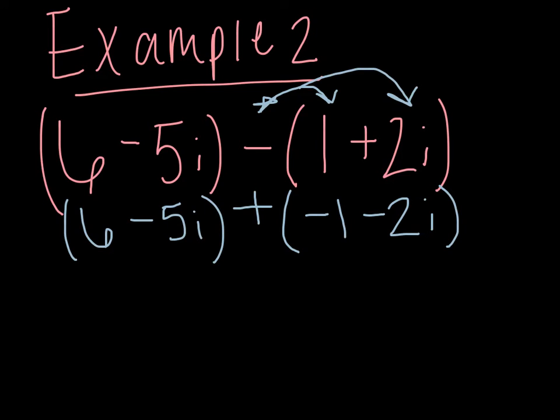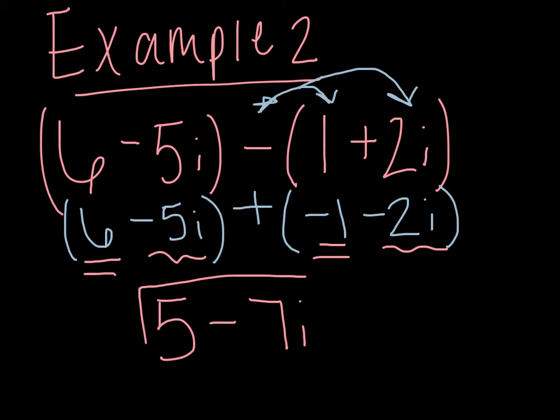From here now we will then go back and combine our complex numbers by doing the real parts, 6 and -1, to give us 5. Combine the imaginary parts to give us -7i. Now we have our final answer.